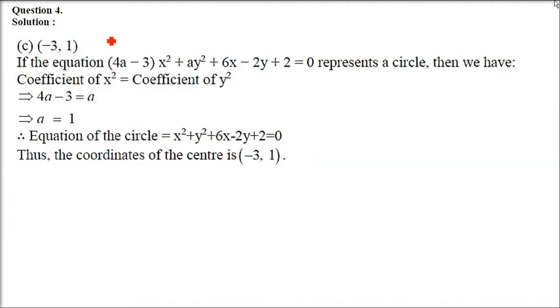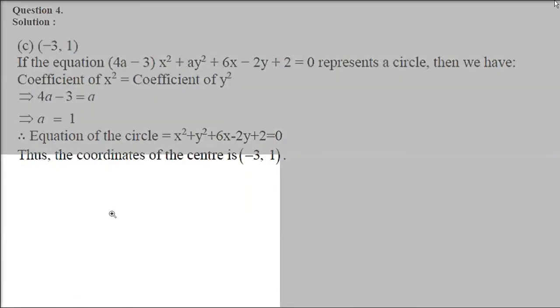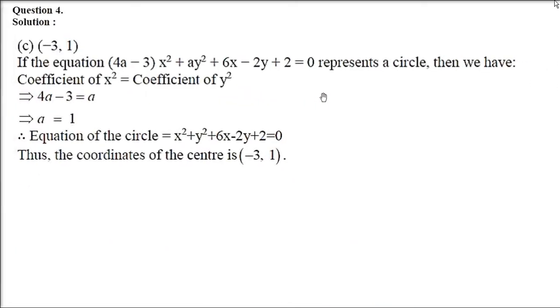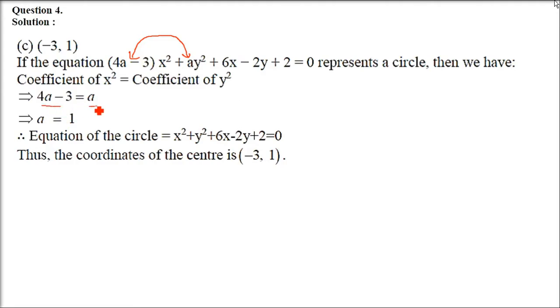This is question number 4. If the equation is 4a minus 3x square plus ay square plus 6x minus 2y plus 2 equals 0, this represents a circle, then its center is. So now minus g minus f you need. First of all, if it is a circle, the coefficients of x square and y square have to be equal. So 4a minus 3 equals a, you get a as 1.